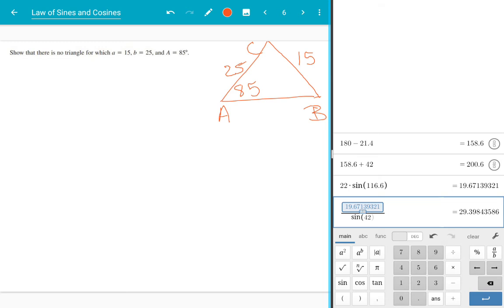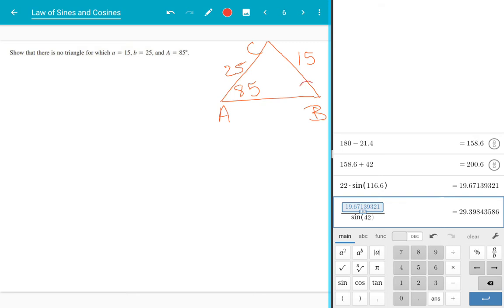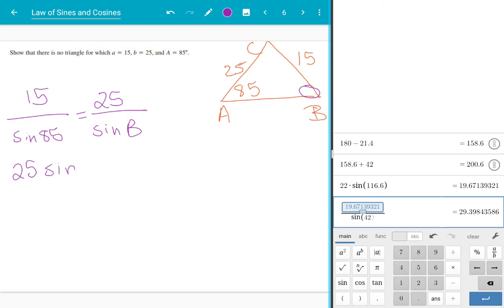So let's just do some algebra to try to find the first value. It looks like we're going to try to find angle B first. If we use law of sines, we go side over the sine of the angle. So sine of 85 over 15 is equal to, we have 25 over the sine of B, which we don't know. So we're going to get 25 times the sine of 85 over 15 is going to give me sine of B. So we need to figure out what that ratio is.